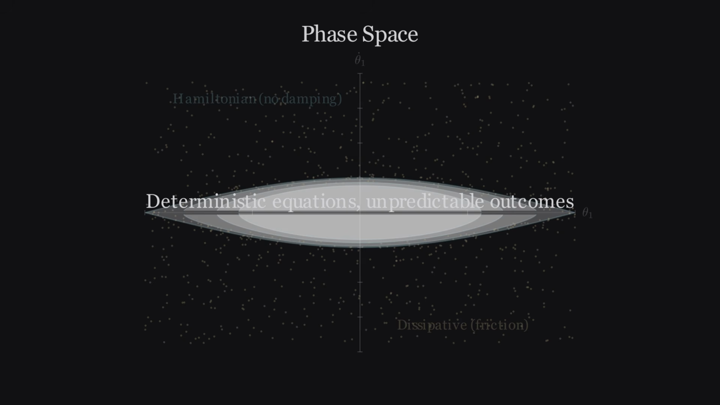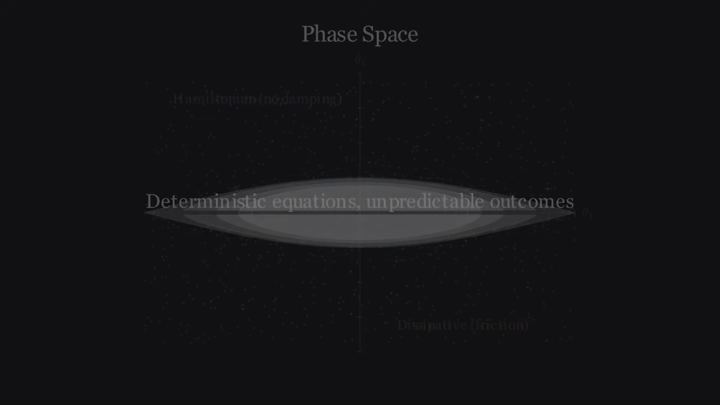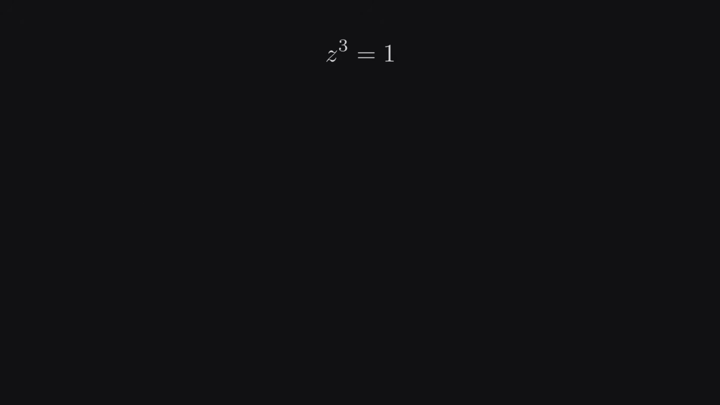The magnetic pendulum, by contrast, is a dissipative system. It has friction. Its chaos lives in the transient behavior, in the question of which attractor captures the trajectory. But both systems share the fundamental property: deterministic equations, unpredictable outcomes. Now, let me show you something remarkable.